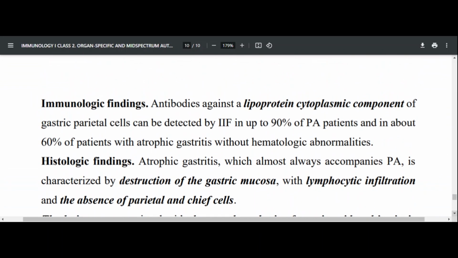For the immunological findings, you find antibodies against some parts of the parietal cells, including lipoproteins, cytoplasmic components, intrinsic factor, and so on. In the histological findings, we actually find destruction of the gastric mucosa, lymphocytic infiltration, and the absence of parietal cells and chief cells. That is what we see on tissue histologically, but in the immunological way, we are also able to show antibodies against parts of the gastric parietal cells and their product, which is intrinsic factor.